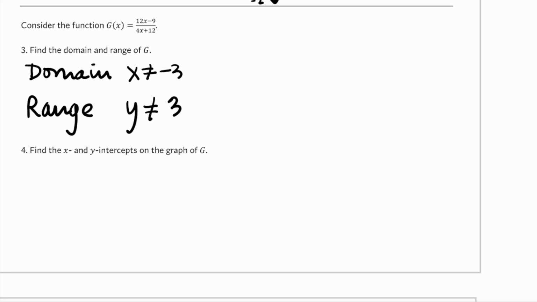But nobody instructed you to do long division. Maybe you did do long division to rewrite g of x, and if you did, then you might have been a little more certain that the range was going to be y not equal to 3. But I'm going to just stop there for now.